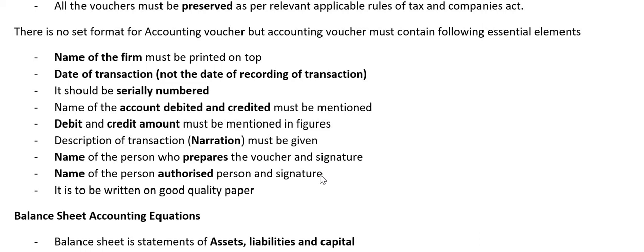So we will be writing narration about transactions, the name of the person who prepares the voucher, and the name and signature of the authorized person. And the accounting voucher has to be prepared on good quality paper, because we have to maintain and preserve it.